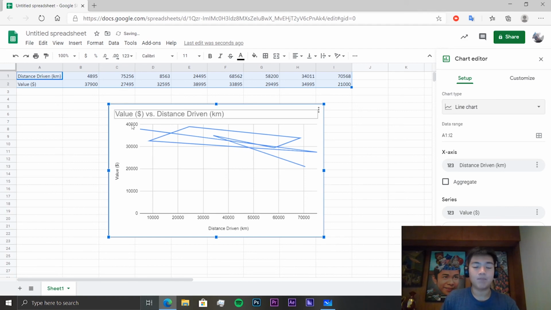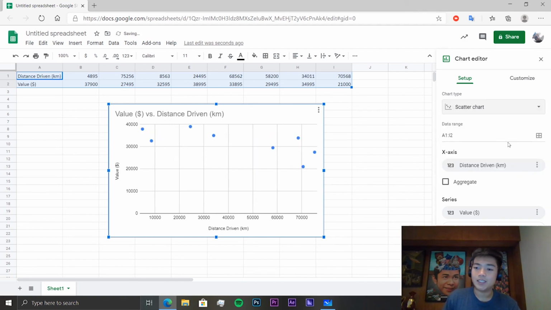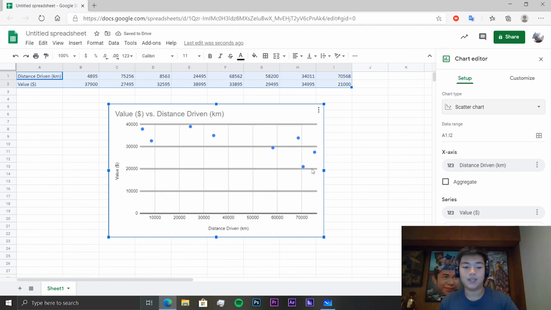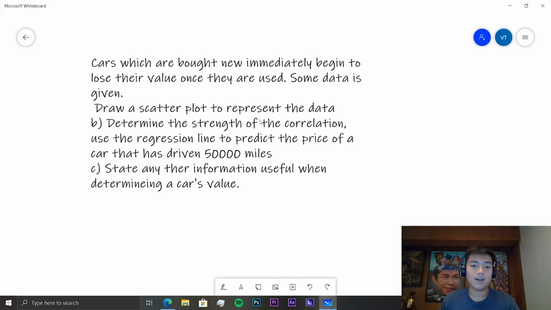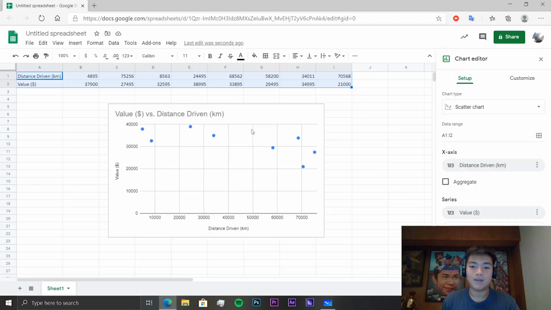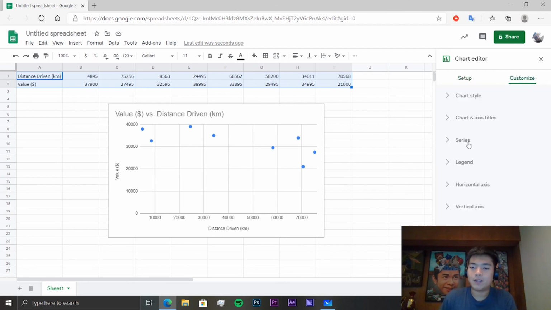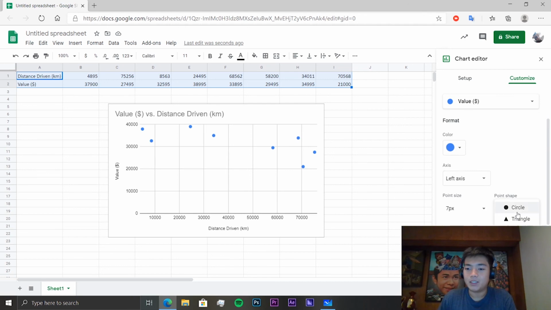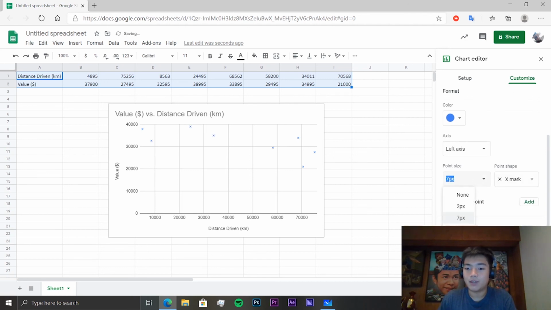So anyways, we have a chart here, and we want to change it to scatter, and it shows this set of correlations. So that's activity 1 done. Now determine the strength and use the regression line. So if we were to determine the strength by eye, I would say this is a moderately strong correlation, just by looking at the points. But if we have a computer, we can make it much better by using a regression line.